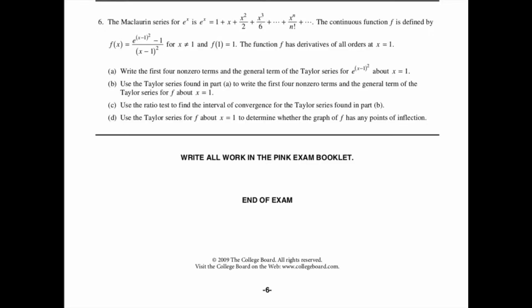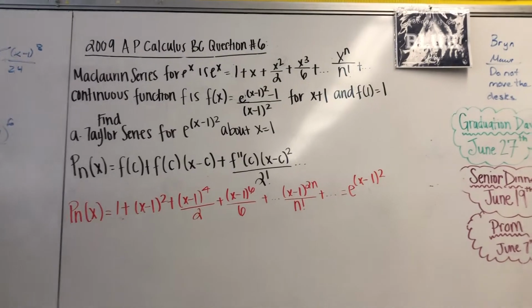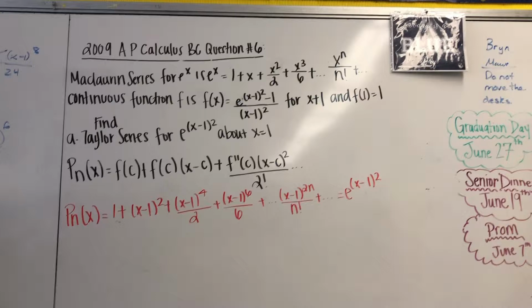Part B asks us to use the Taylor series found in Part A to write the first four non-zero terms and the general term of the Taylor series for f about x equals 1. The question already gives you what the function f is, which is f of x equals e to the (x minus 1) squared power minus 1 over (x minus 1) squared.